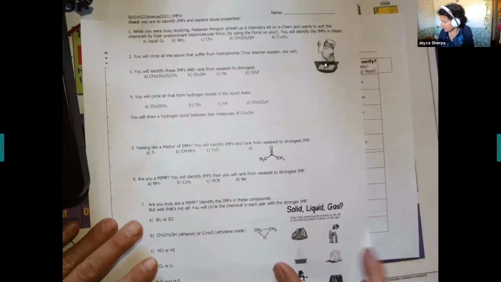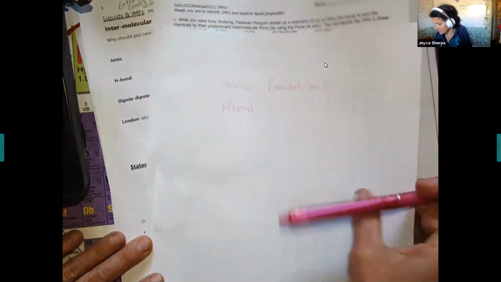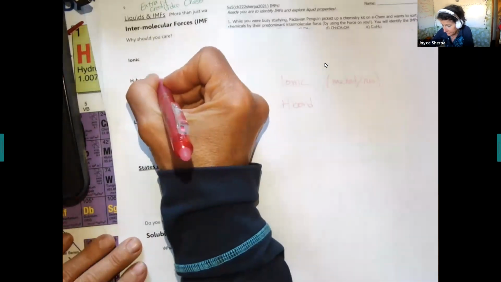But for the IMFs, actually I can write it back on here. Again, we have ionic, which you guys know, right? You just look for metal, non-metal. We have H bond. There's a better place to do it. We have these, they're right here, right? So H bond, we're looking for the H that's attached to NOF.